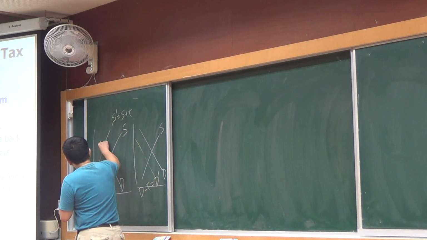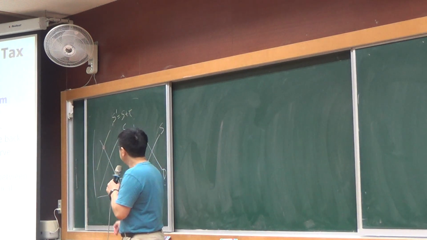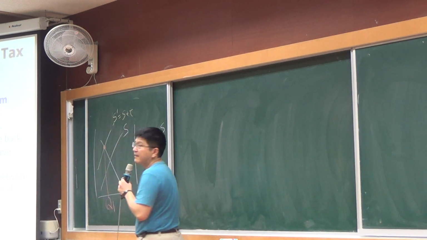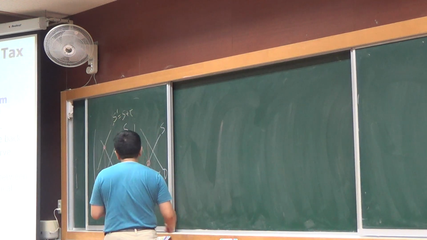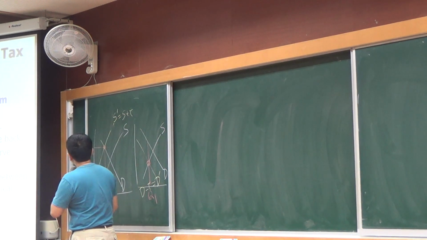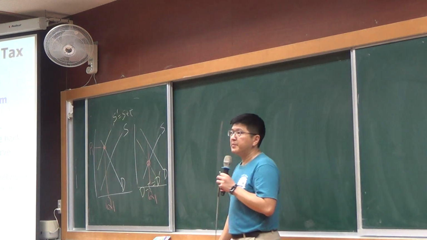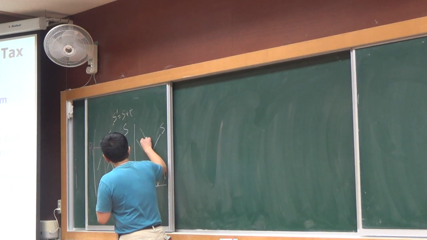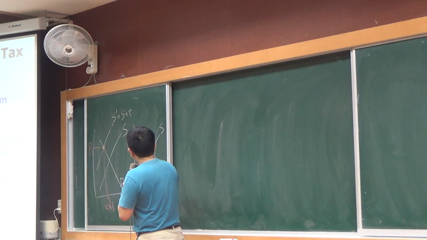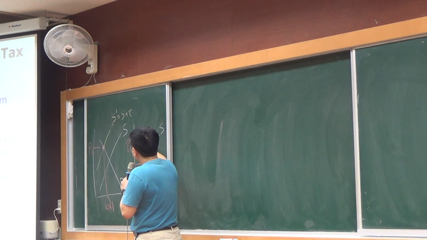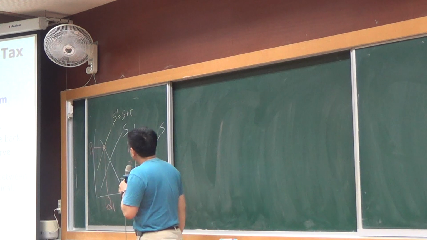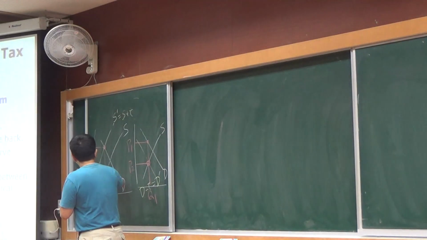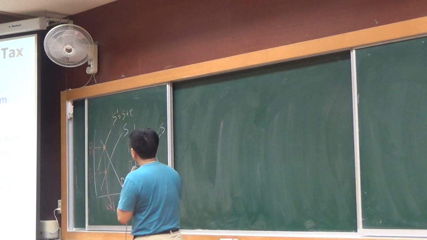And you will see the new equilibrium, and if this is Q1, then this will be Q1. And P1 is what the consumer pays. And this would be P1, the consumer pays. But this would be P2, the producers receive. This is P2, the producer receives.